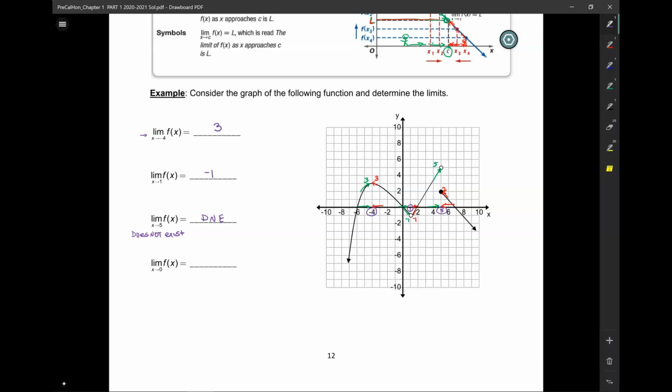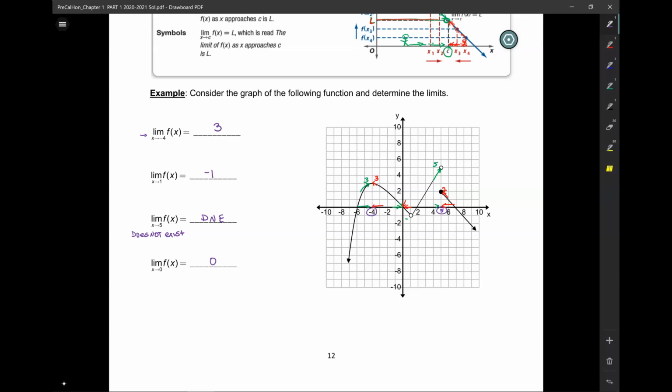I have to specify this here. It has to be DNE, not undefined, please. Okay? All right. Now, what about as x approaches 0? Let me remove some of the clutter here. As we approach 0 from the left-hand side, the y value is approaching 0. From the right-hand side, the y value is approaching 0. So this is 0. Okay.